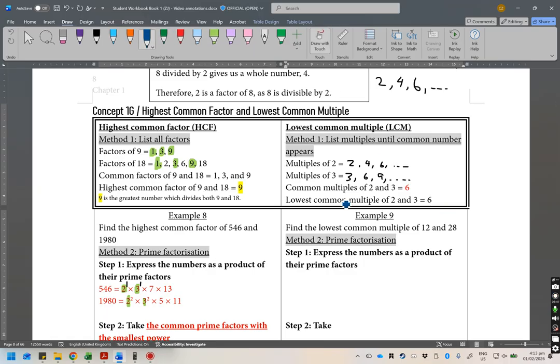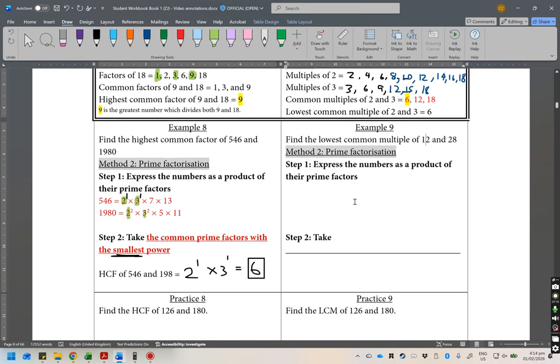Of course, there will be more common multiples as you increase the number. So let's try that out. 2, 4, 6, 8, 10, 12, 14, 16, 18. 3, 6, 9, 12, 15, 18. So actually 6, then we will have 12, we will have 18. So these are all common multiples. But the smallest one will be 6.